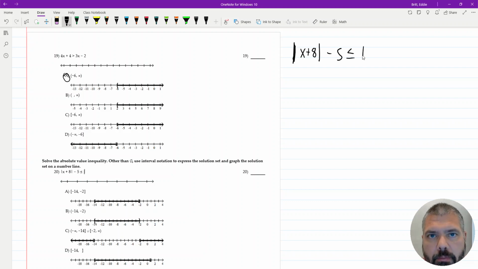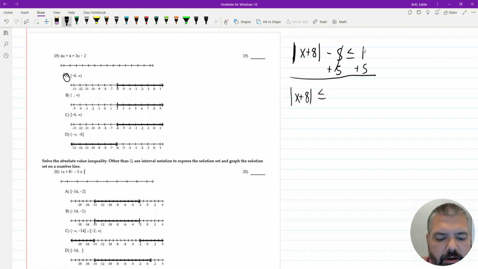So before we set up our two equations, though, we want to make sure the absolute value is on one side by itself. I have a minus 5 right here, so first I'm going to move this 5 over by saying plus 5 to both sides. So when I do that, now I have the absolute value of x plus 8 is less than or equal to 6. All right.